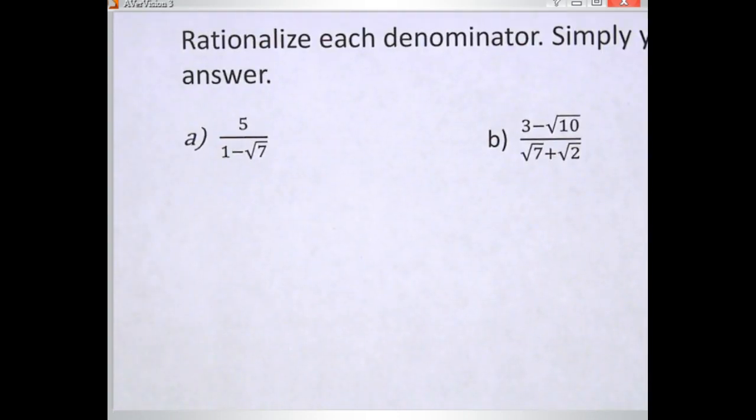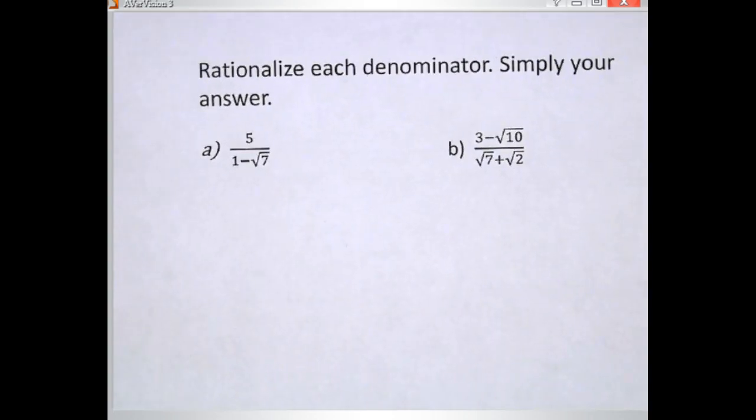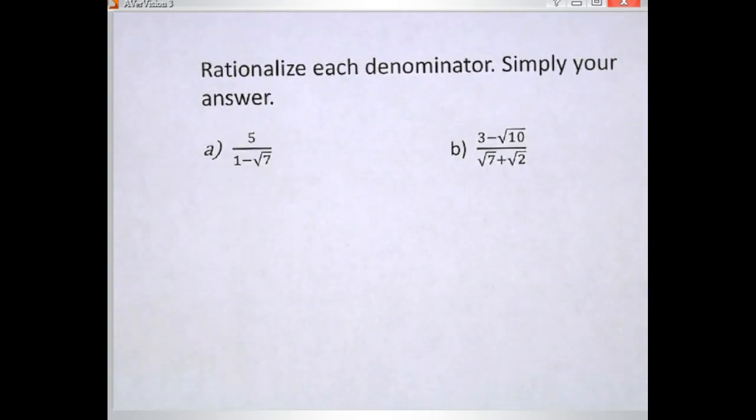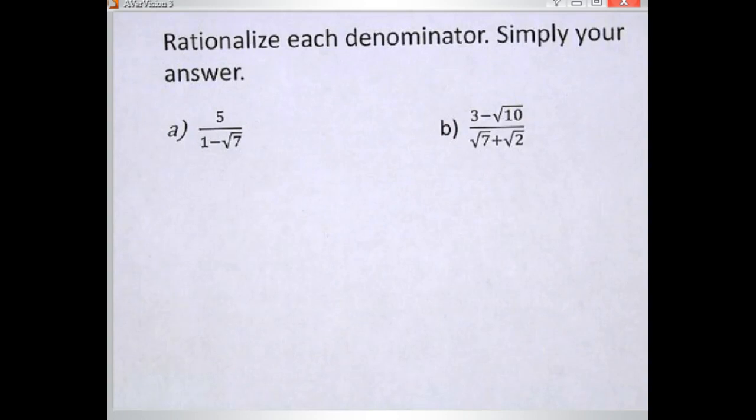All right, let us see if we can do some rationalization. Don't be so irrational. Okay, rationalize each denominator. So what they're talking about there is you cannot have any radicals whatsoever in the denominators. We've actually done this before in a previous lesson. So if you feel good and you remember this, go ahead, press pause, and then you can watch me and fast forward to the next problem.